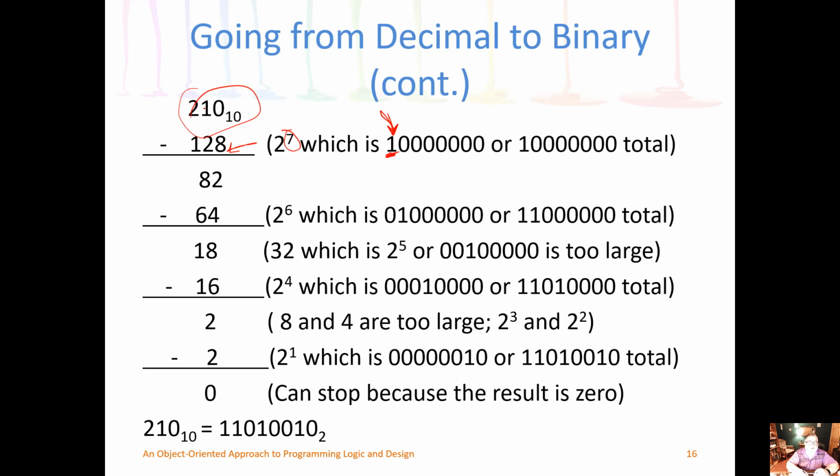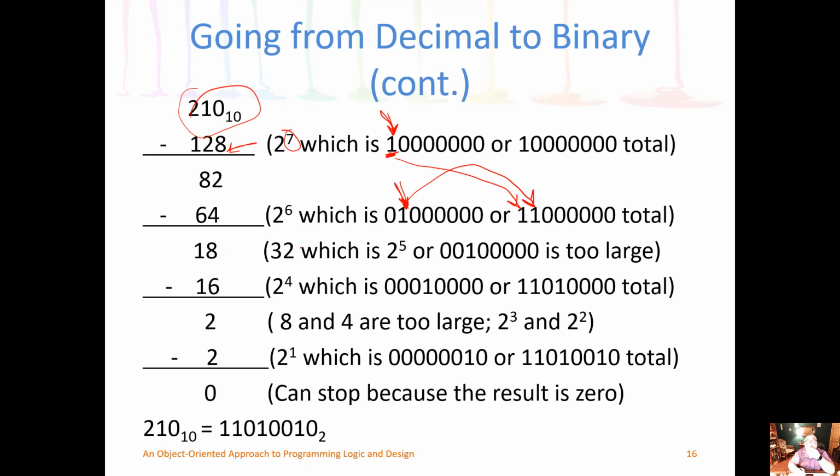Now, if I subtract 128 from 210, I get 82. Well, I can do 2 to the 6, which is 64. So I put a 1 in that column. And truthfully, it becomes a 1, 1, since I had a 1 up here and a 1 here. That's the 64. Then I subtract it, and I get 18.